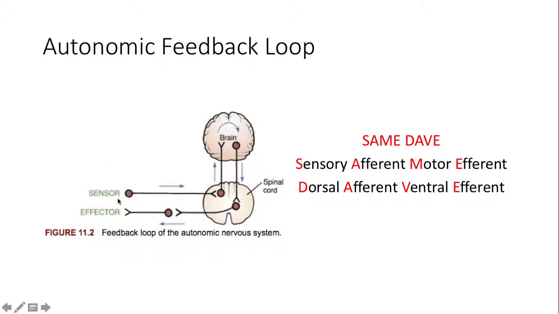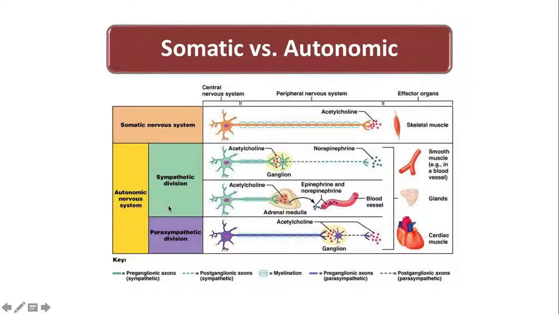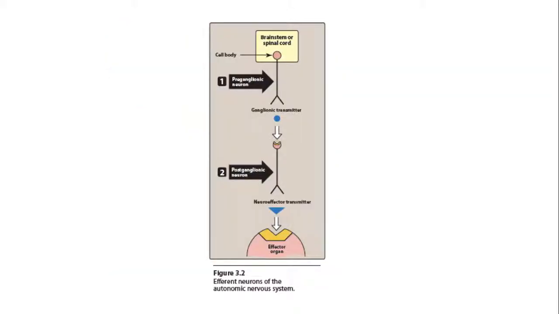Now notice that the sensory portion on the afferent limb is a straight shot to the brain and spinal cord, whereas the efferent limb has this little midway point called a ganglion. This is a depiction of the somatic versus the autonomic nervous system. What I want you to remember from this is that somatic is responsible for skeletal muscle, S and S. Other than that, autonomic is divided into the sympathetic and parasympathetic divisions, which are both responsible for different things.